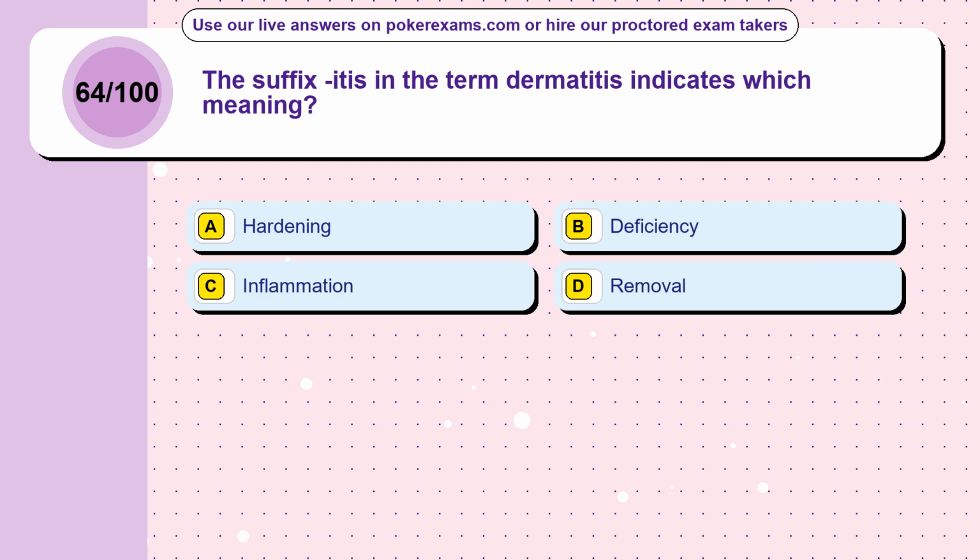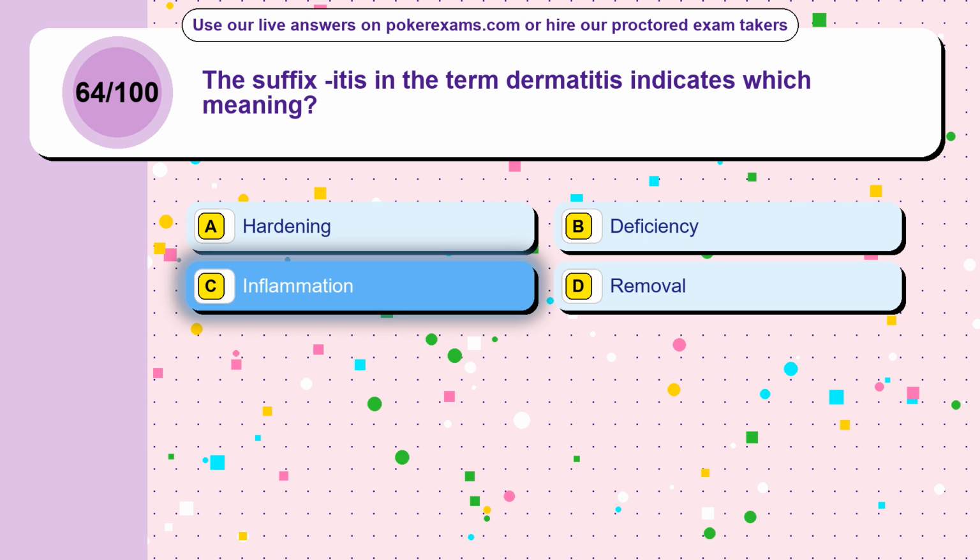Question 64. The suffix itis in the term dermatitis indicates which meaning? Option A. Hardening. Option B. Deficiency. Option C. Inflammation. Option D. Removal. The correct answer is option C.